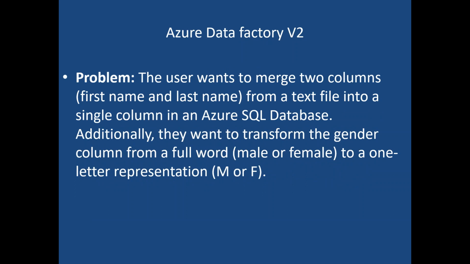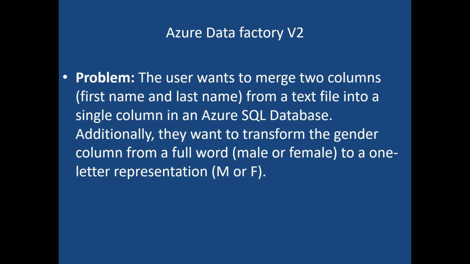Okay, so the first thing is the problem statement. As a developer or user, I want to merge two columns, for example first name and last name from a text file, into a single column in an Azure SQL database. That is the first requirement. On the source side you have a CSV file with first name and last name. You want to merge those two and load them into the full name column in the SQL database table. Normally this is not possible just by using the copy activity directly, right? But there is a new feature available to do this, and I'll explain how you can achieve it.